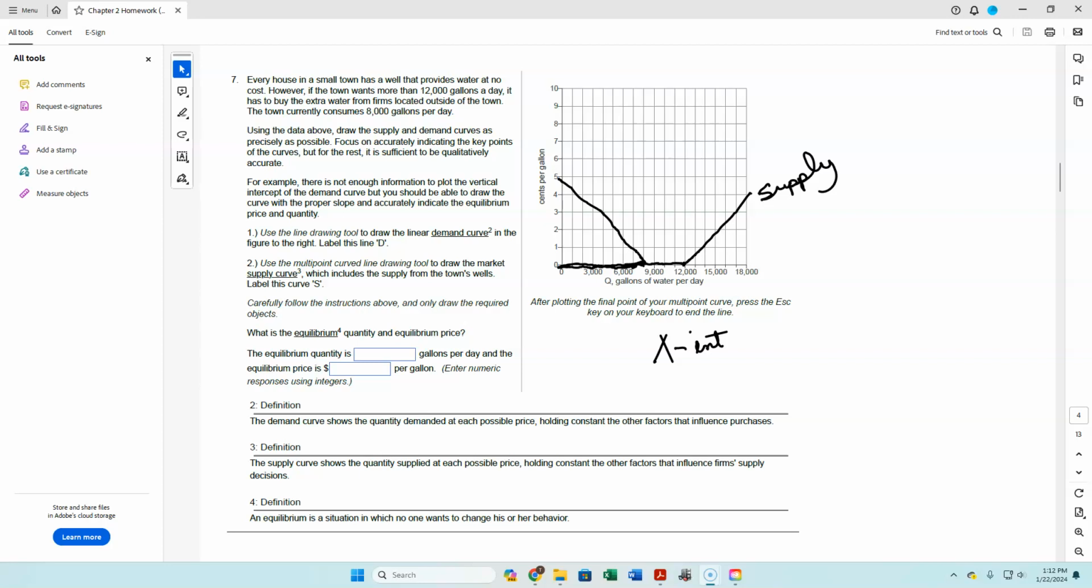So what's the equilibrium quantity? In this case, it's going to be the x-intercept of the demand curve because the price is 0. So that would be my 8,000 gallons right here. And the equilibrium price would be that $0 price because it's still what people can do with their well.